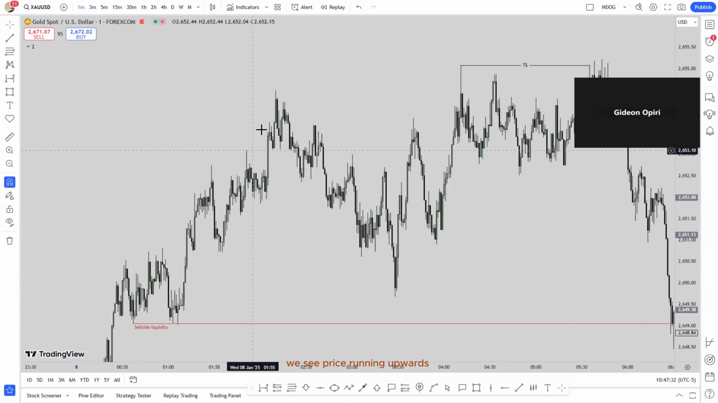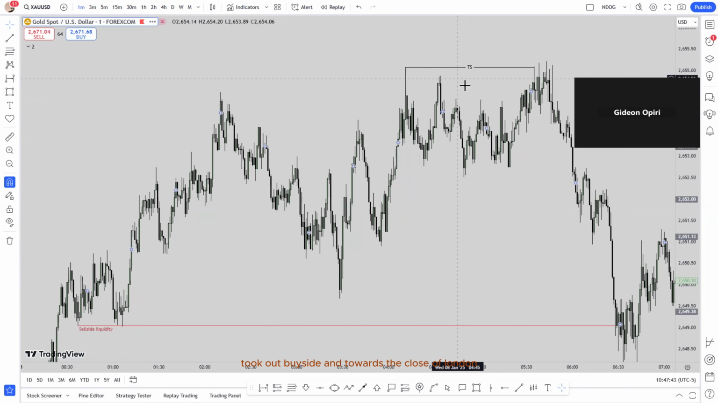We see price running upwards. Right here, we took out this high during London. This is all during London. We took out this high during London, took out buy side. And towards the close of the London session, we see price running above this low resistance liquidity run, sweeping that out during the time I call the London launch. That's what I refer to it as, from 6 to 7. That 1 hour span is what I personally refer to as the London launch. I don't know what else others may call it, but that's personally how I prefer calling it.